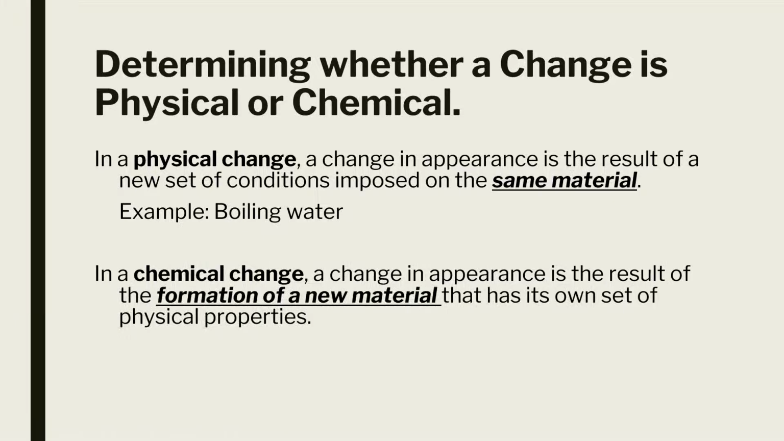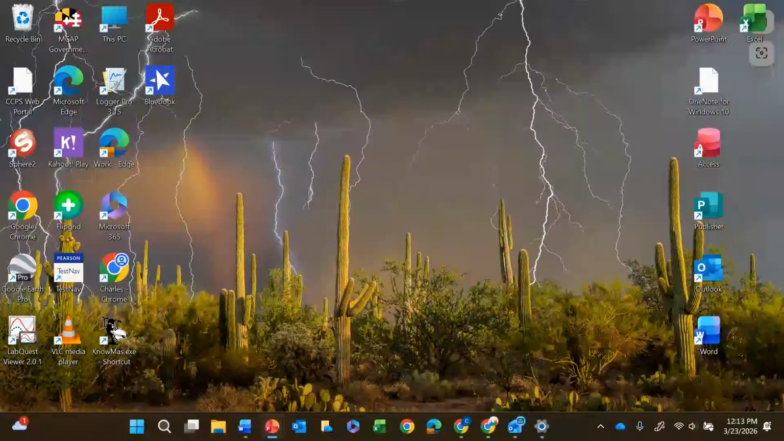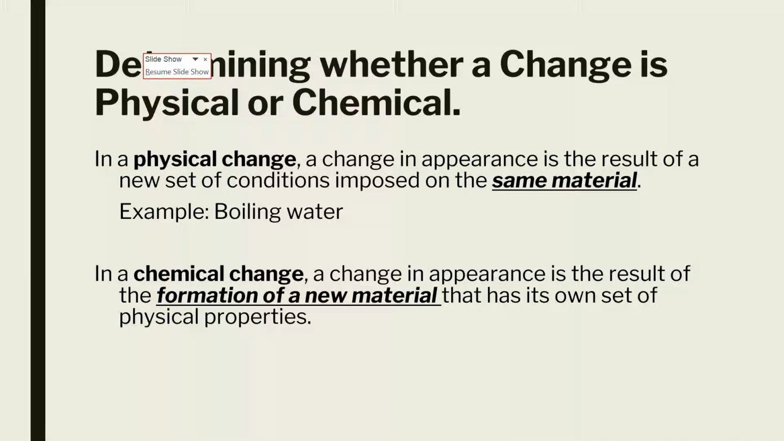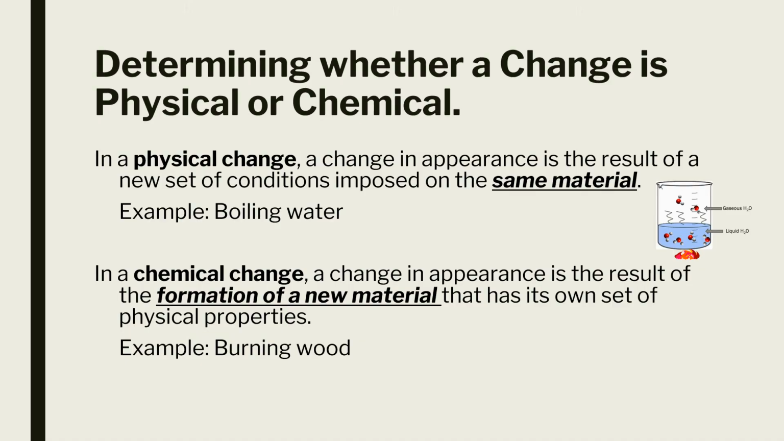In a chemical change, you have a new material being formed. And when that new material is being formed, you're going to get a very different type of substance, and that substance is going to have a different chemical formula. So for instance, burning wood. If I burn wood, I start off with cellulose, and then in the end I get ash, water vapor, smoke, all of which are indications that a chemical change has taken place.